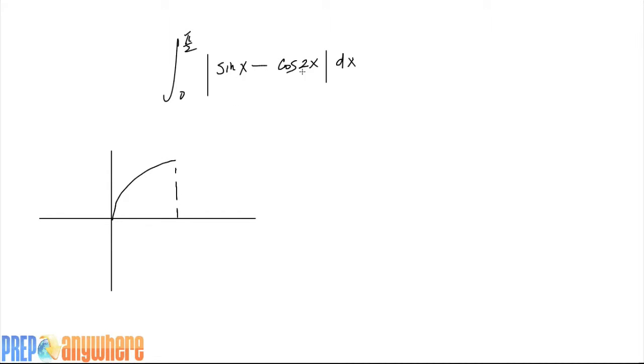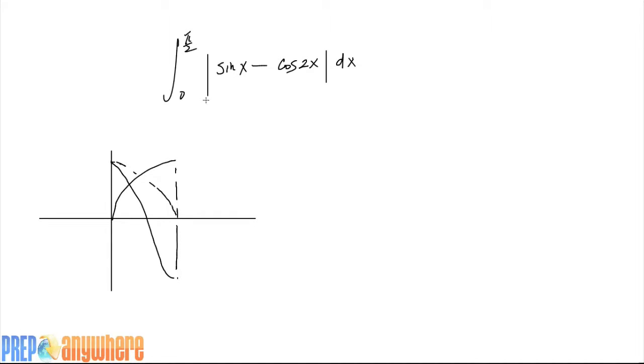Okay, so cosine of 2x, that's the period of 2 pi shrunk in half. So the period is only pi now. So normally at pi over 2, it's only going to do that. But because of the 2x, it's going to do this now. Okay, so from 0 to pi over 2.